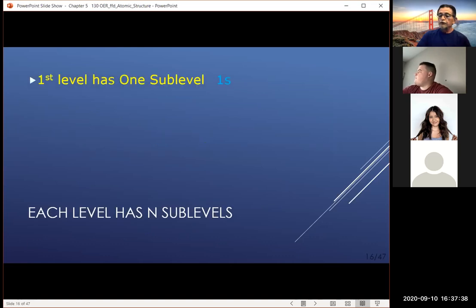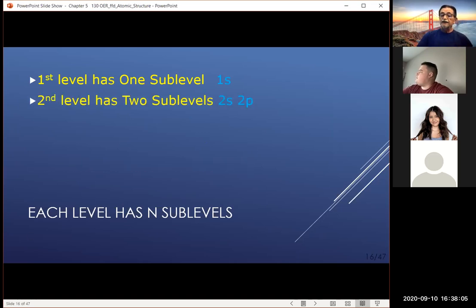Now, the very first energy level, which is the first period, only has 1 orbit. We denote that by the letter S, and that coefficient 1 tells you that that is the first energy level. S represents that first orbit, okay? There's only 1 sublevel or orbit in the first energy level, which encompasses hydrogen and helium from the periodic table.